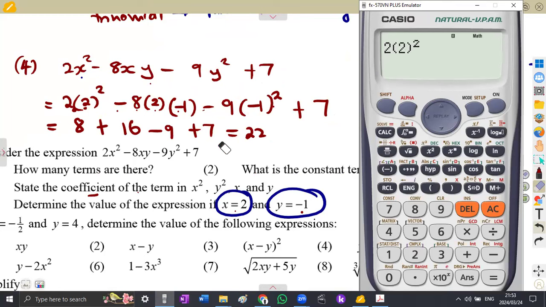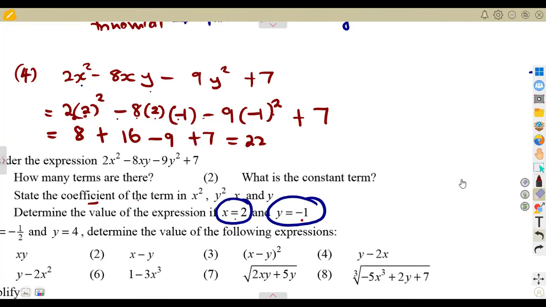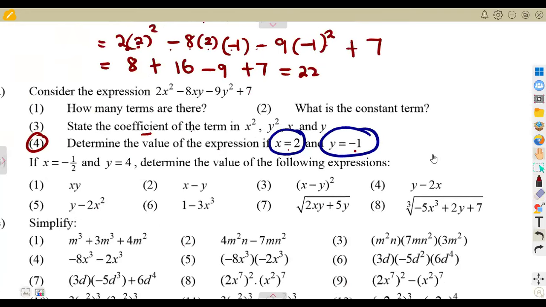So this is a 2 squared. Minus 8 into a 2, then that's a -1 that you're having there. So you've got to have a -1, minus 9 into -1 squared. So this is -1 squared, then plus a 7. So I think I forgot this one. So that's a 22 there. Yes. So if you check, you're obtaining the same thing, which is a 22. So you can even use that to your advantage as a simplification.